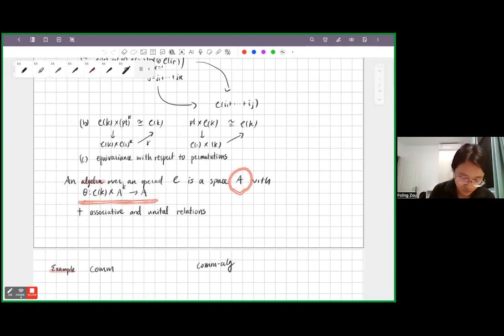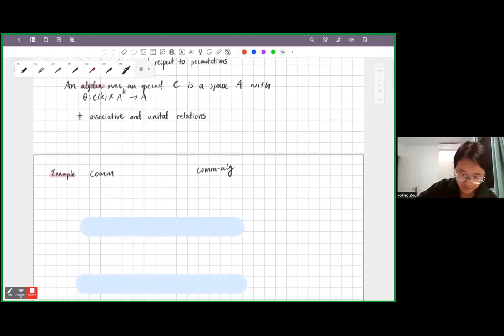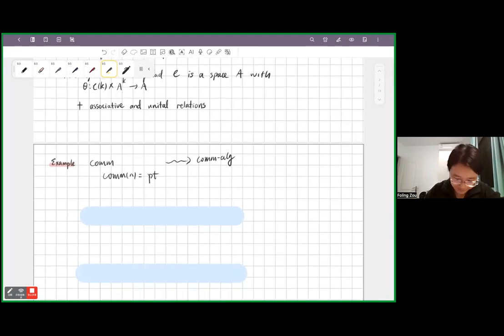So basically, we are able to realize this C_k as k-ary operations on this space. And this theta needs to be associative and unital, just like you would expect. So some examples include, the first one is the commutativity operad, whose n-th space is always just a point, and the structure maps are the obvious ones, the only ones. And an algebra over this operad is just a commutative algebra.